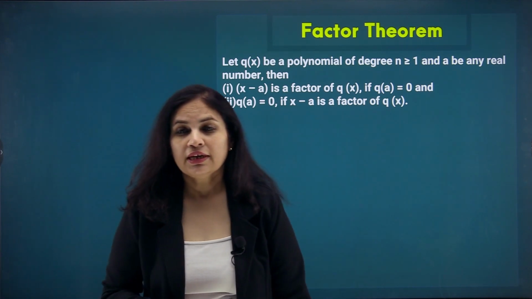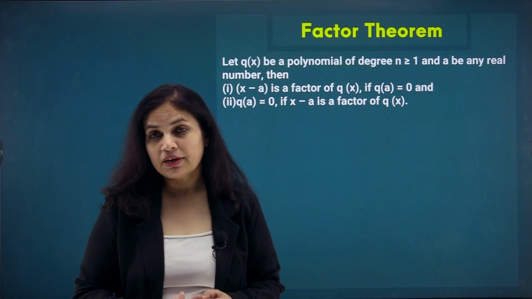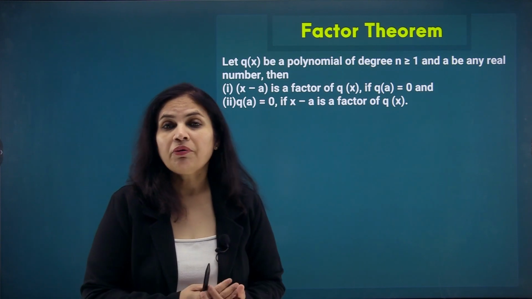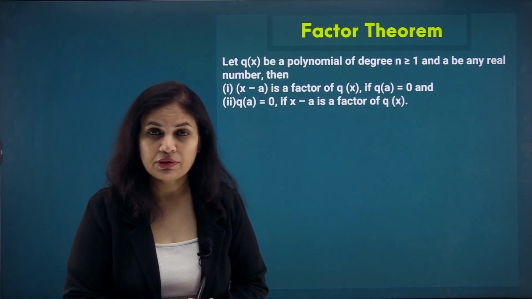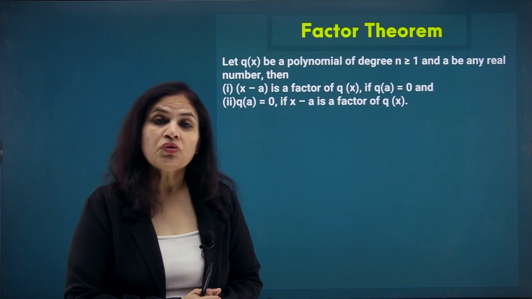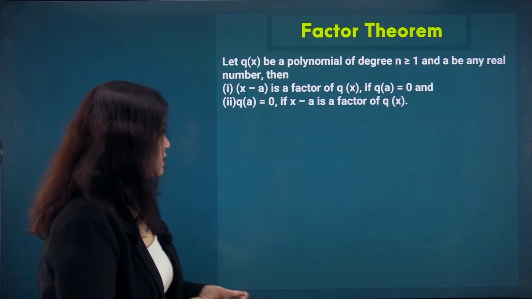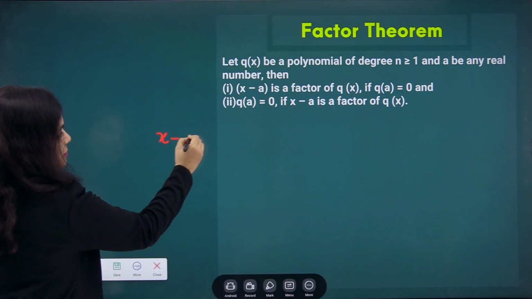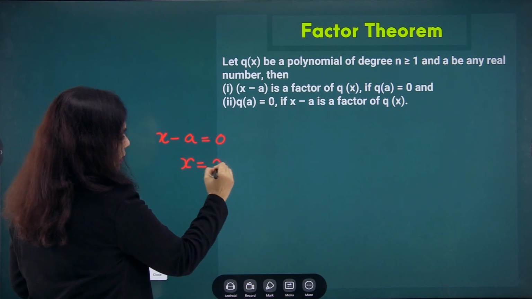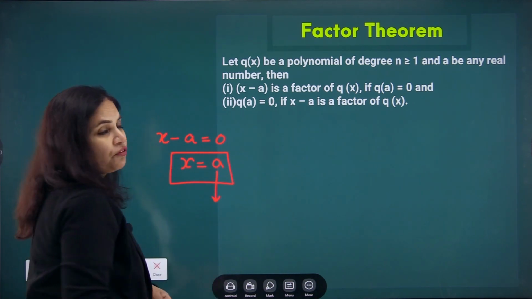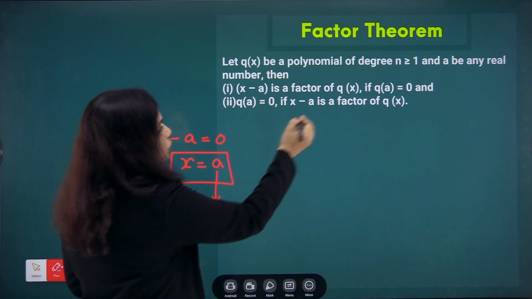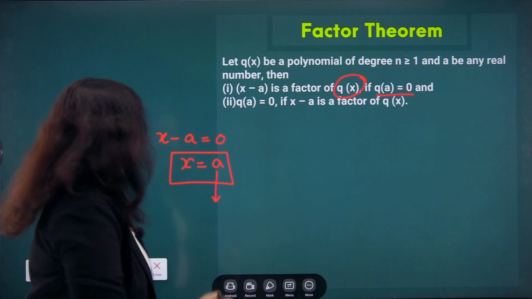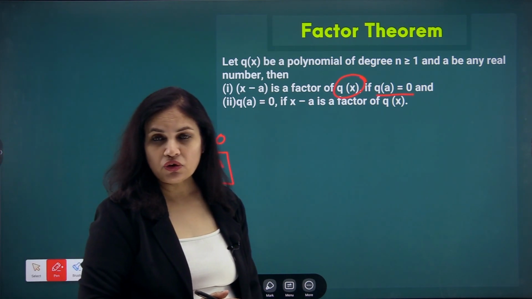So, in the factor theorem, if Q(x) is any polynomial of degree 1 or higher degree, and a is any real number, then another linear polynomial x minus a will be called a factor of Q(x) if the root of the linear polynomial with which I am dividing, that is x minus a, the root of x minus a, as we know, will be a. So, substituting this value of x in Q(x), if I get the value of the polynomial as 0, then only x minus a will be said to be a factor of Q(x).